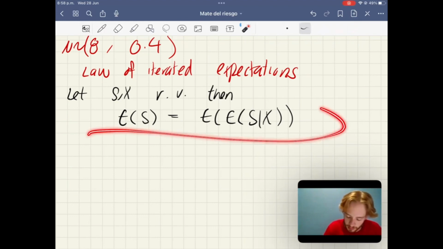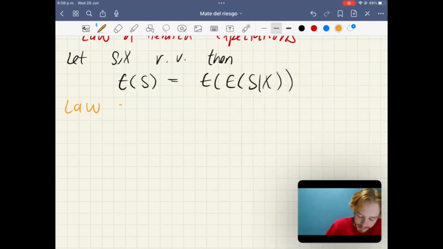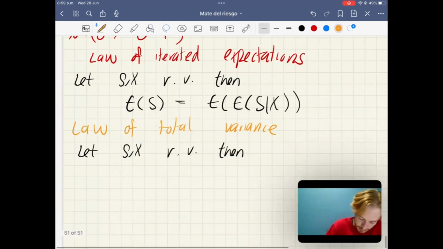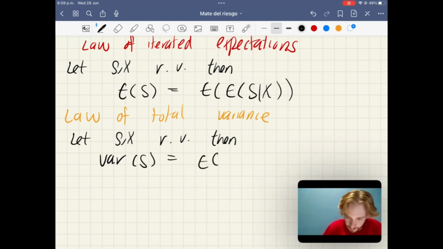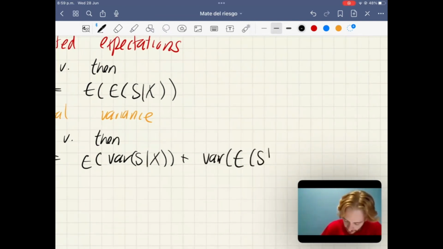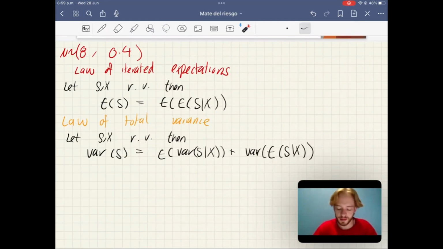This will be fundamental for our problem, and also we'll need the law of total variance, that with the same random variables, let X and S be two random variables, then we can rewrite the variance of the random variable like this: the sum of the expected value of the variance of S given X plus the variance of the expected value of S given X. These will be the two theorems we'll be using for our problem.